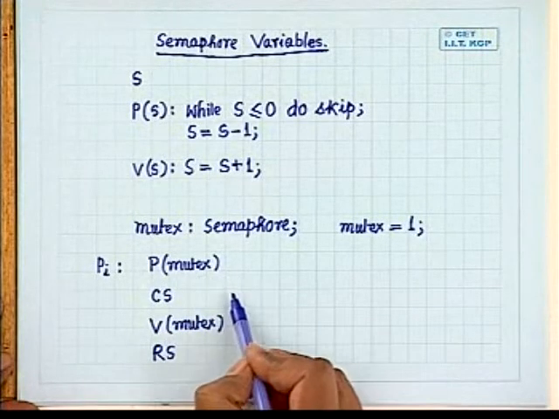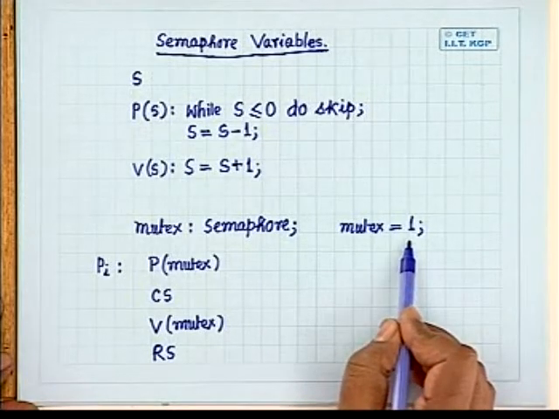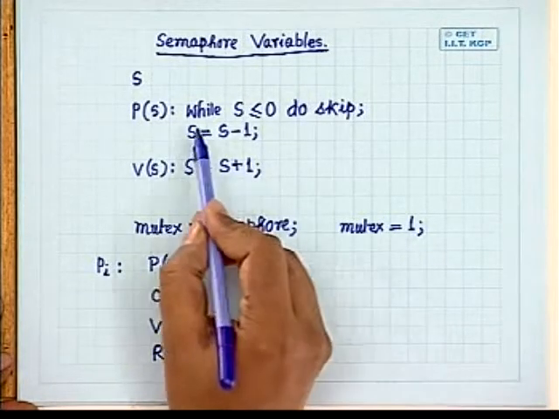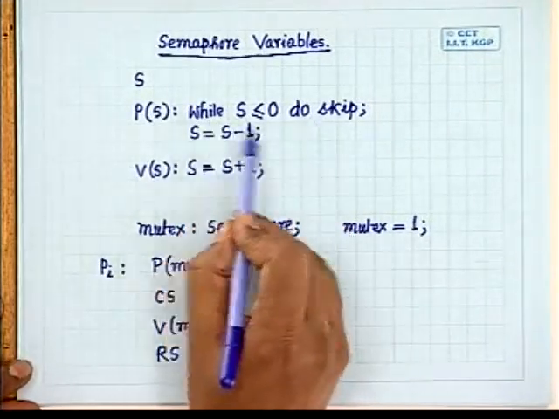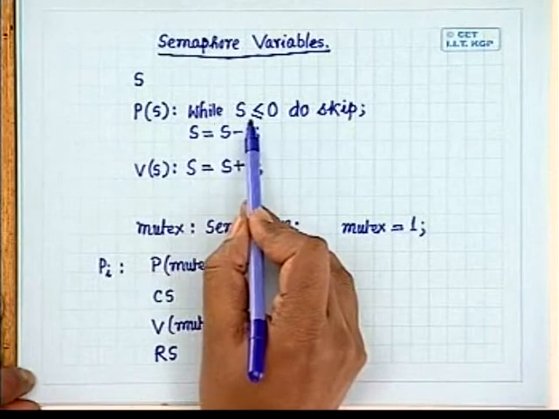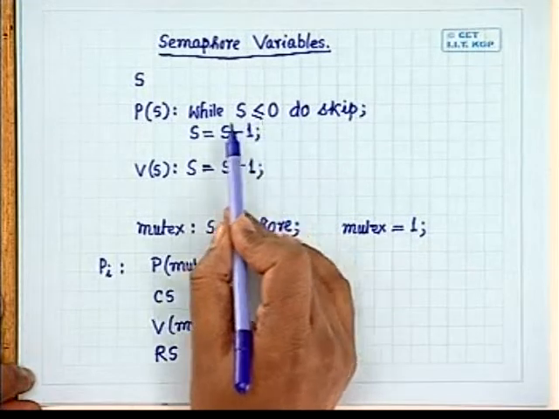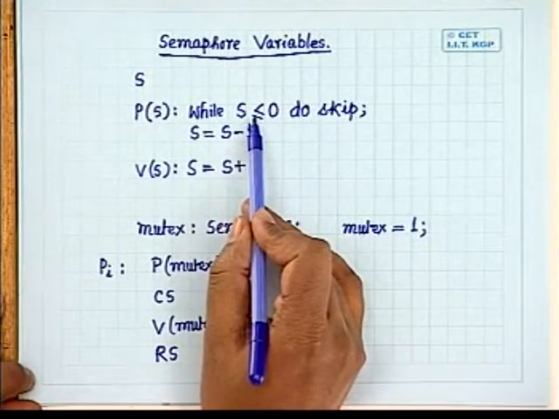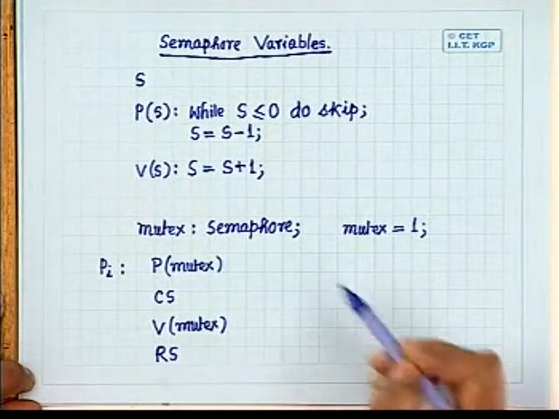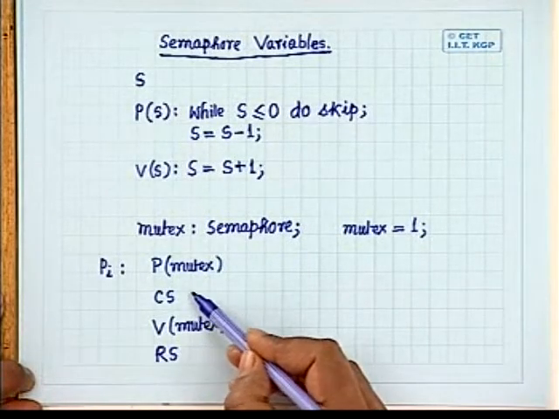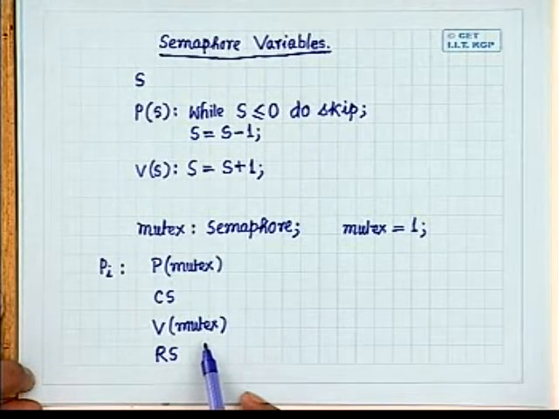Now while performing P mutex, the other process finds that the value of mutex is equal to 0. So again, following this while loop, that process has to remain in the while loop because the value of the semaphore variable is equal to 0. So this condition is satisfied, so it will remain in the while loop. Okay. Now when will that process be able to enter the critical section? Only when the first process comes out of the critical section and performs the V mutex operation.